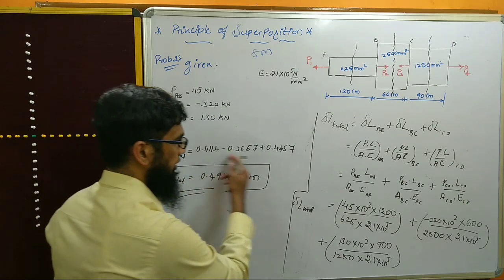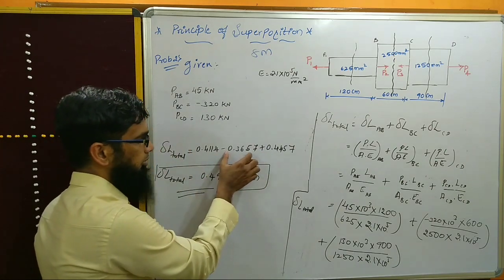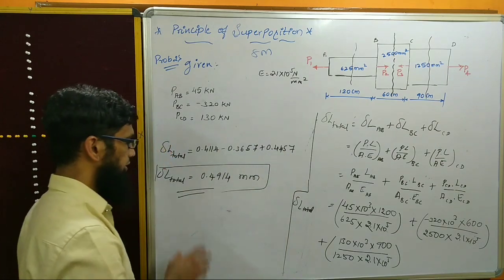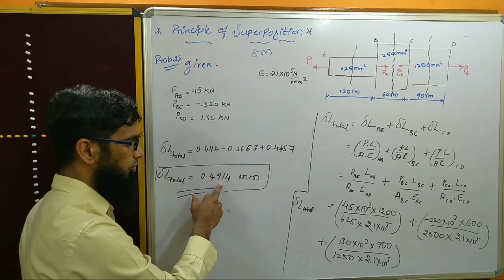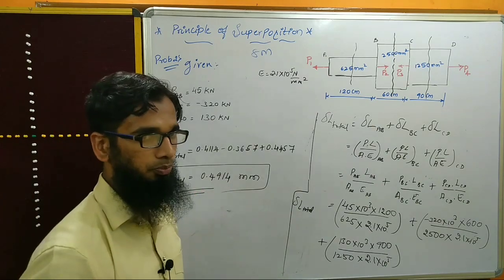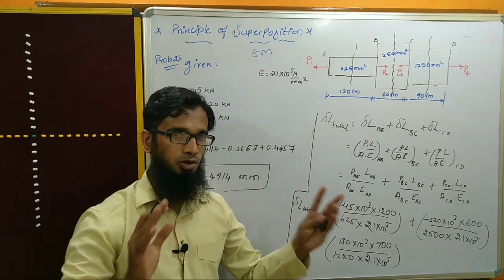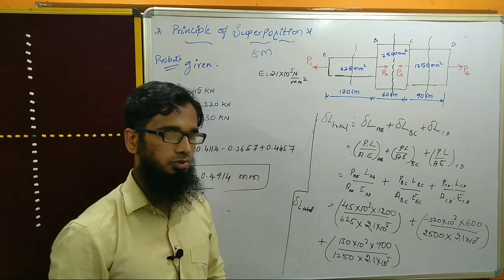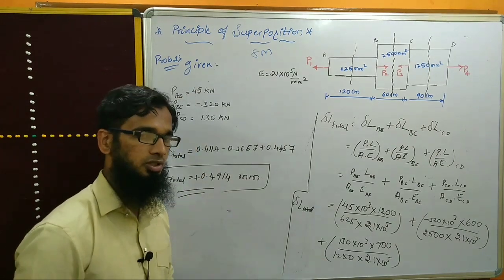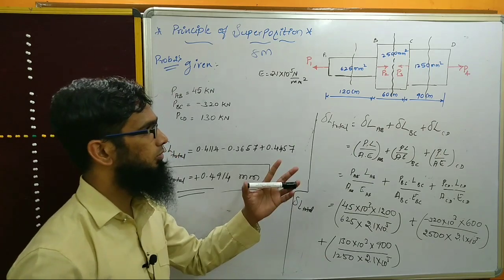Now you simply enter all the values here for the first element, second element and third element. Finally I am getting a total change in length for the entire member of 0.4914 mm. You are getting a positive value, which means it should be an elongation. Now I hope you understand this problem. This kind of problem is very important from the examination point of view, for 8 to 10 marks. This is one of the problems here.